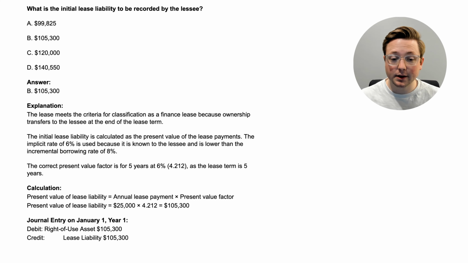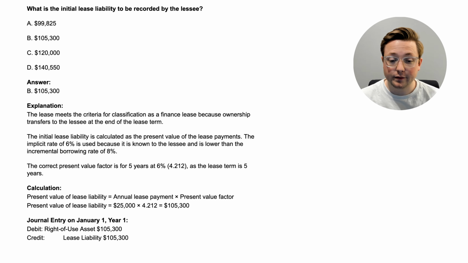The initial lease liability is calculated as the present value of the lease payments. The implicit rate of 6% is used because it is known to the lessee and is lower than the incremental borrowing rate of 8%. So that's another important thing you need to know. Typically, you use the implicit rate, which is the rate that's part of the lease, as long as it's known to the lessee, and as long as it's lower than the incremental borrowing rate that is also usually mentioned.